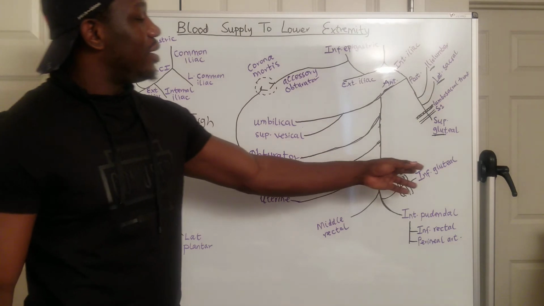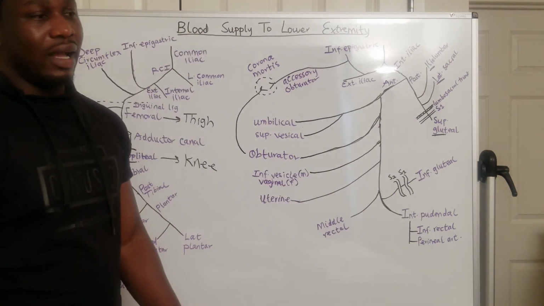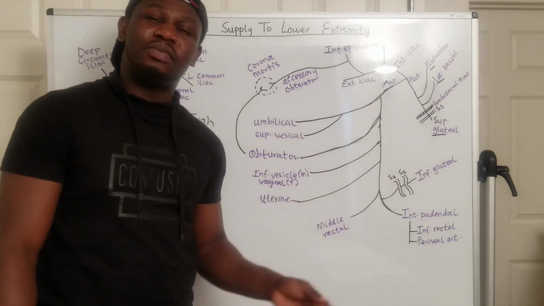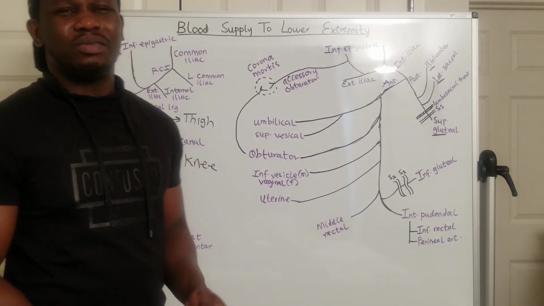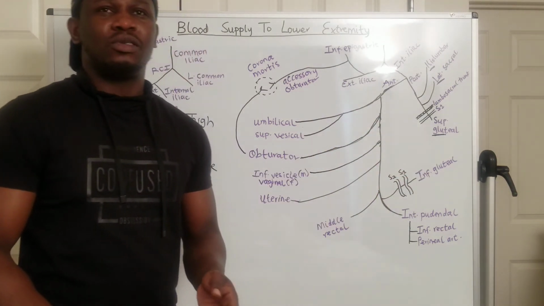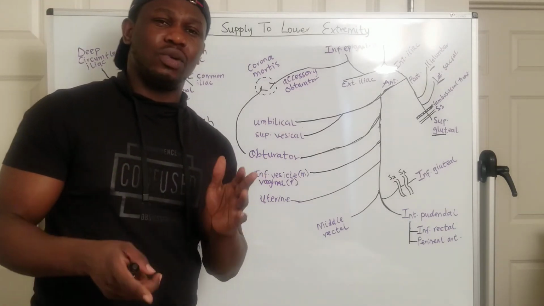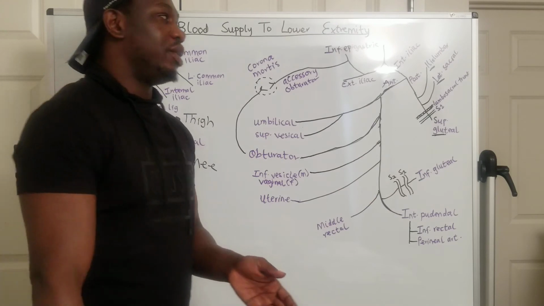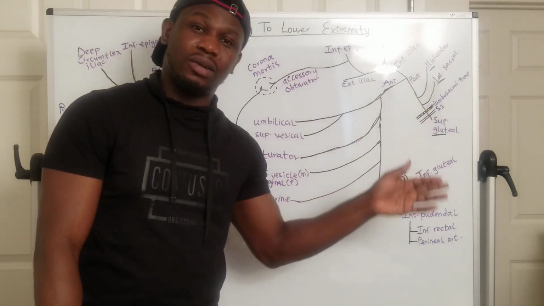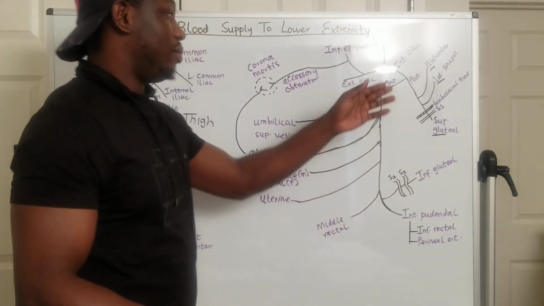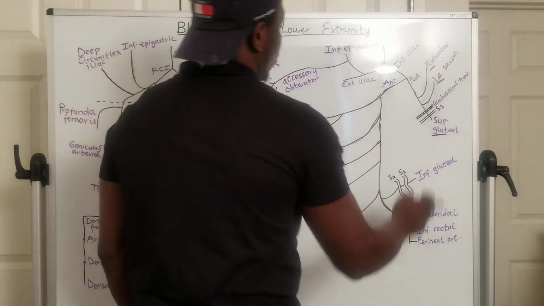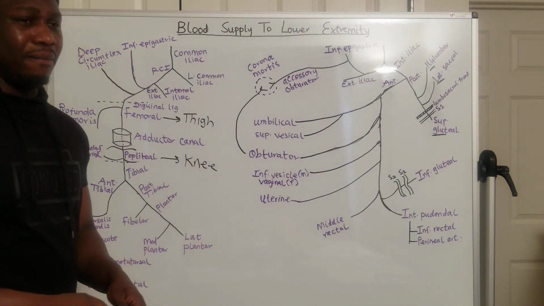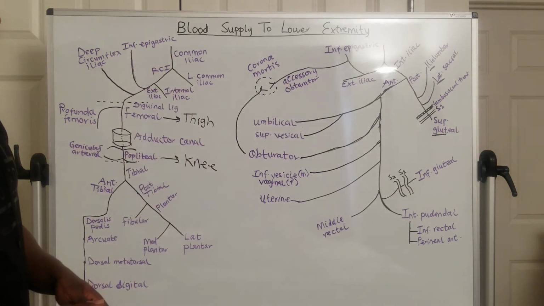And then we have the inferior gluteal artery. The inferior gluteal is very, very hard to find in the cadaver, so always make sure you look between S1 and S2. Between S1 and S2, you're able to find the inferior gluteal, just like for the superior gluteal, you find it between the lumbosacral trunk and S1. So yeah, this is the blood supply to the lower extremity.